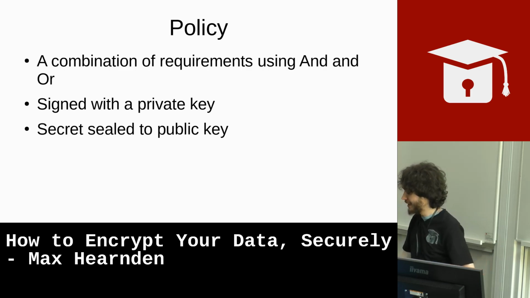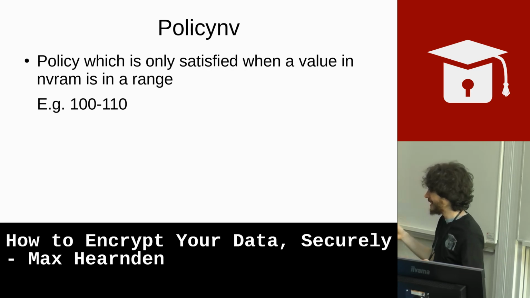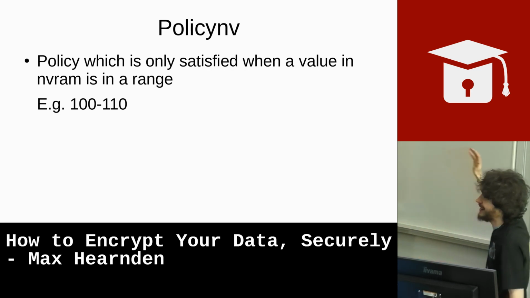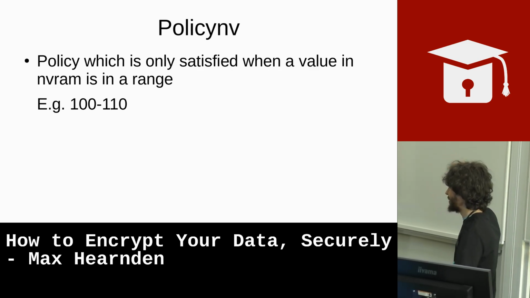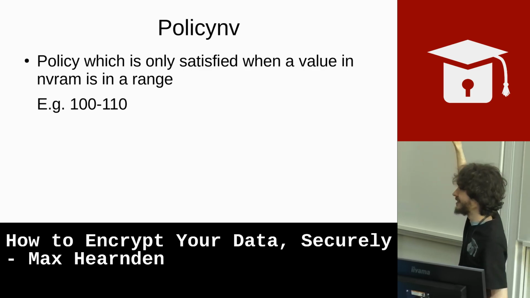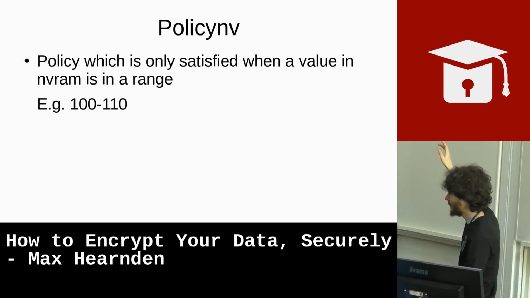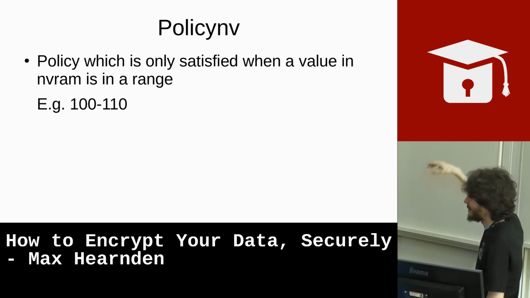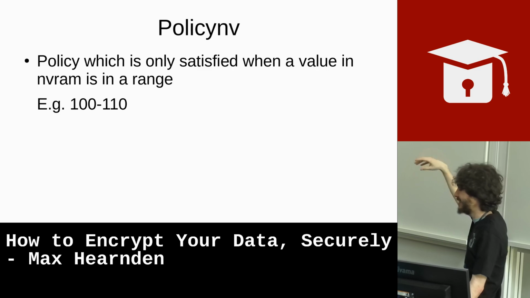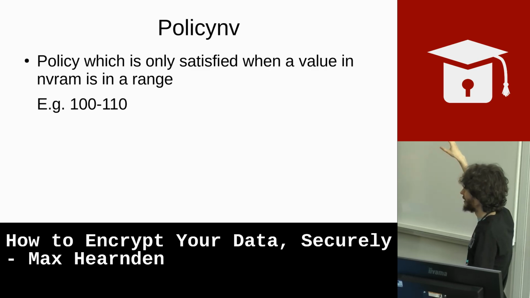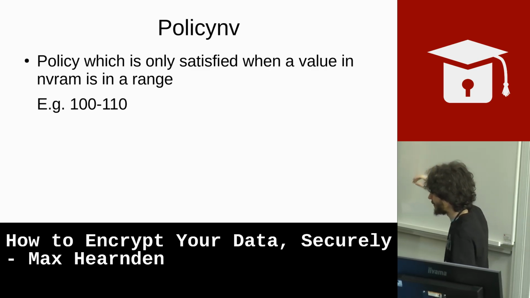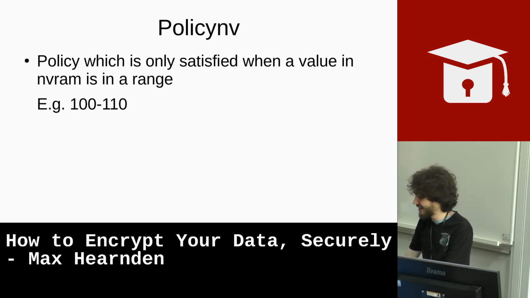One of the policies we can use is policy NV, where the policy is only satisfied when the non-volatile RAM has a value within a specific range, for instance, 100 to 110. The way it's meant to be used is that when you release a new version, you increment the second value, and when you want to revoke access to prior versions because they're insecure, you increment the first value to one more than what was accepted with the policy you assigned.